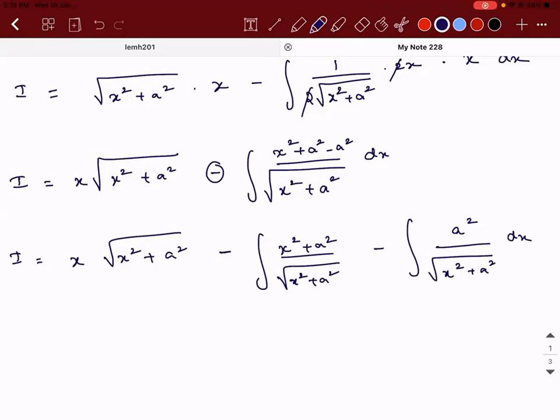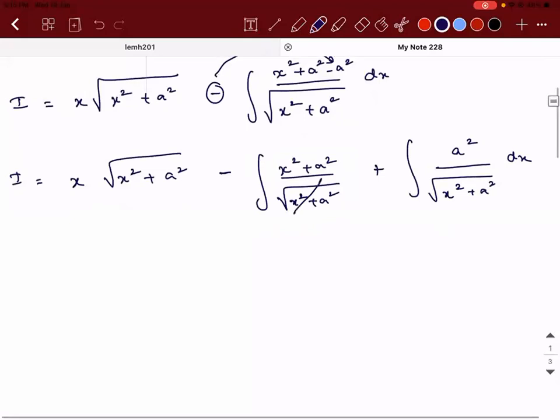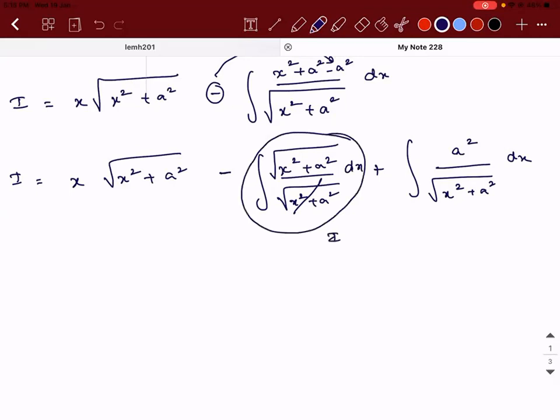I told you to be careful with it. It should be plus at the end. This minus will get multiplied with this minus. No, it is plus. The whole game will change. So this will cancel this root times. And this whole thing will become I.